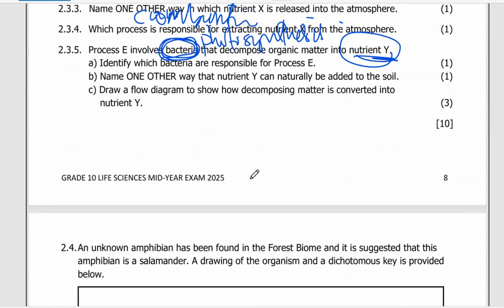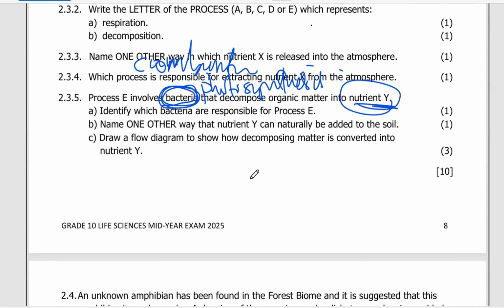Then they are saying, name one other way in which Y can be naturally added to the soil. How do we add the nitrogen? Through nitrogen fixing bacteria. You can talk about lightning, the striking of lightning from the sky. Remember that lightning has a high voltage. Yes, a high voltage. So as it strikes the soil, then nitrogen is being what? It's being fixed into the what? Into the soil.